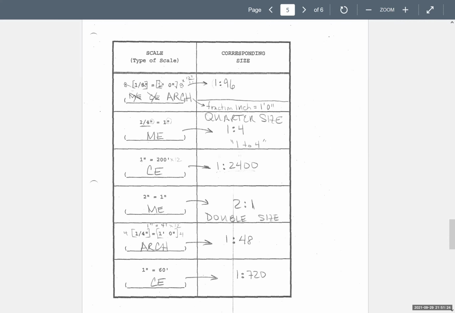And the way I convert them is very similar to the mechanical, where I multiply both sides by 8, and then I have to multiply it by 12 inches because there's 1 foot here. So in order to clear the fraction, I have to multiply both sides by 8. So I take 1 foot, multiply it by 8, I have 8 feet, and I have to multiply it by 12 to get inches.